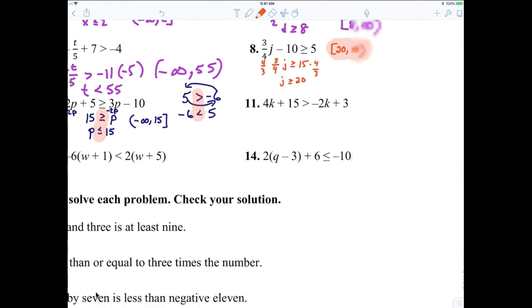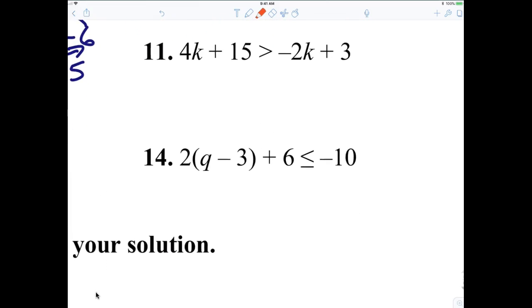All right, let's take a look at number 11. Again, practicing your mental math. 6k is greater than negative 12. Everybody good with that? And so now we would say k is what? K is greater than negative 2. Very happy with that explanation? All right. Now notice I didn't change the sign, right? Because I'm dividing by a positive.